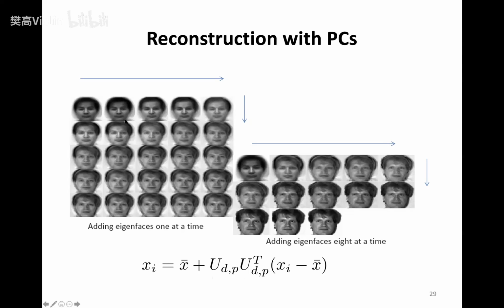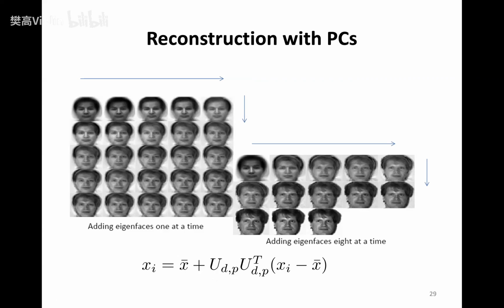For example, this is the target face. If you use all of them, P equal to D, then this face is what you get. This is the input, xi. And if you use P equal to 0, that means you just use the mean, x mean. That x mean is this one, and you can only get this face, which is the average face.